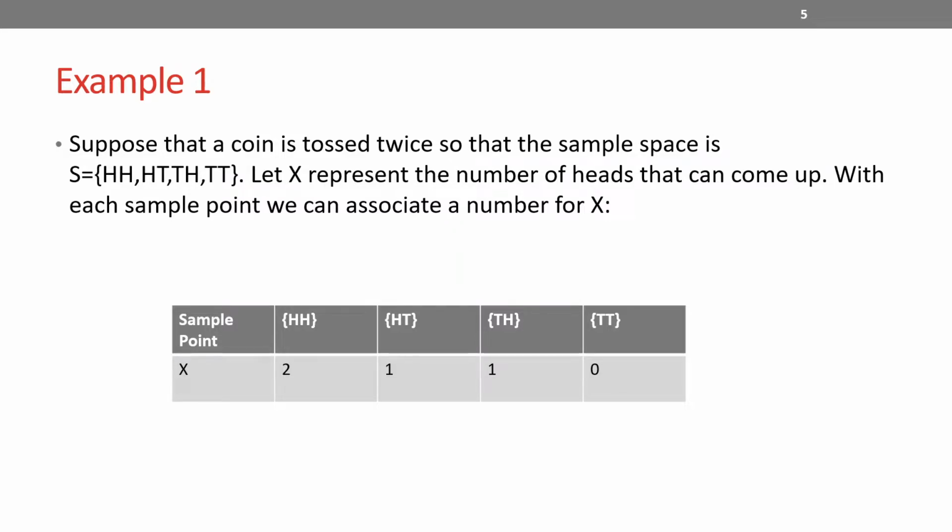Suppose that a coin is tossed twice so that the sample space is something like this. And let X represent the number of heads. So this is my random variable. This is the measurable property that I'm interested in, right? So as you can see in this table, each sample point or outcome can be associated with a real number. For example, because that's the way I defined my random variable, that it represents the number of heads.